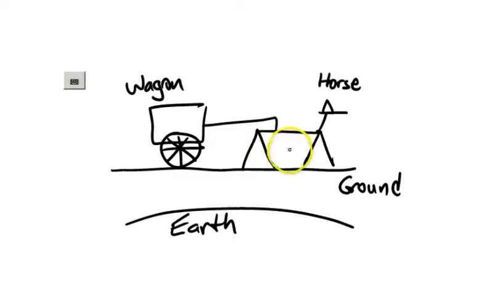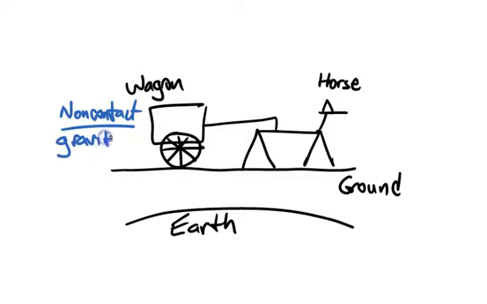Now I want to look at how these systems interact with each other. I'm going to count the horse as one object, the wagon is another object, the ground is an object, and then finally the earth. So first I'm going to list my non-contact forces. In this case, we're really only talking about gravity.